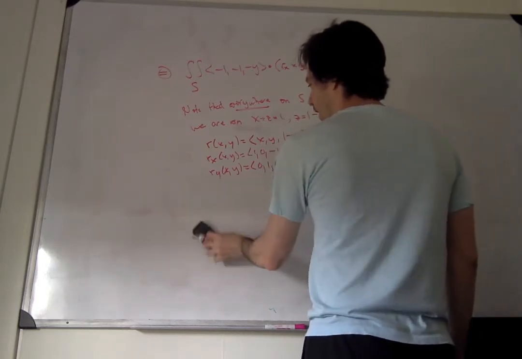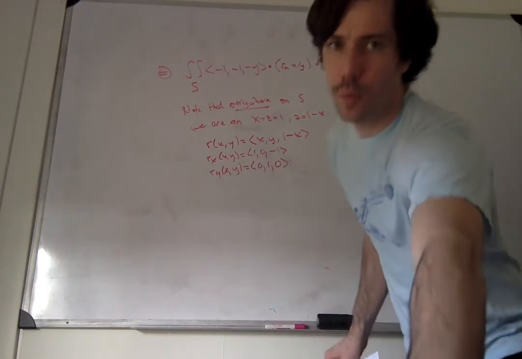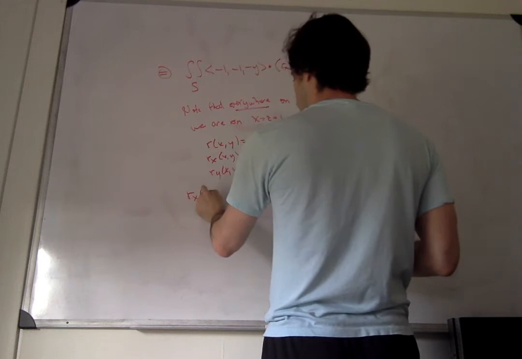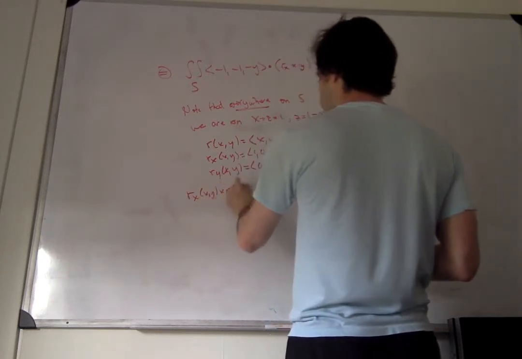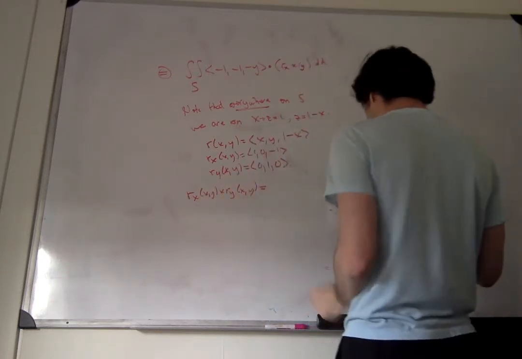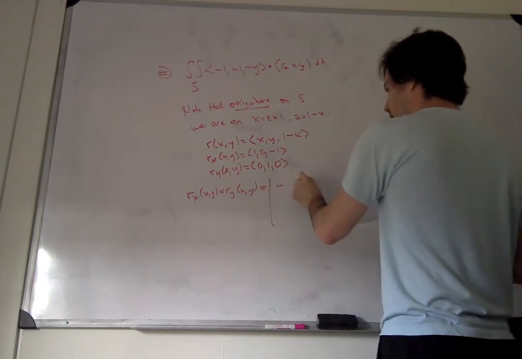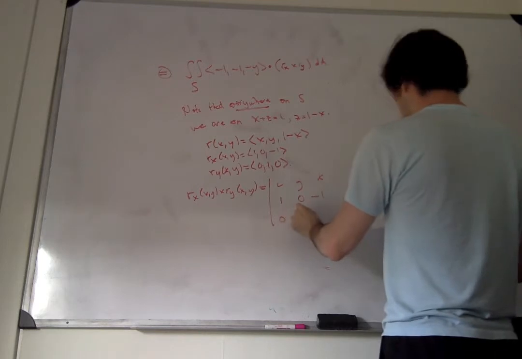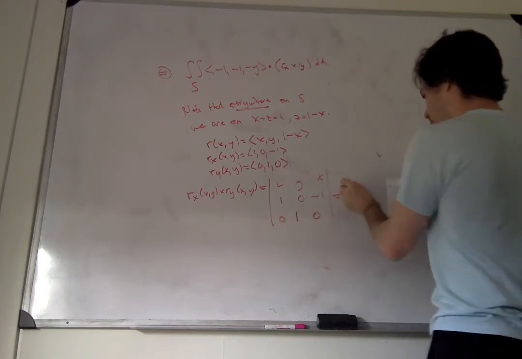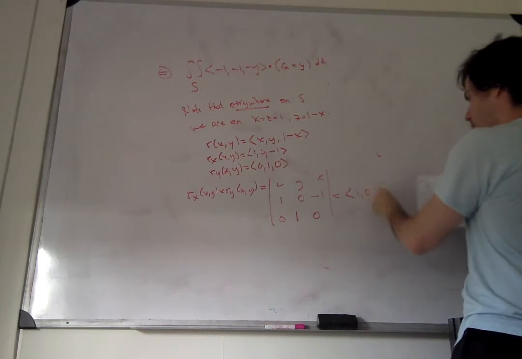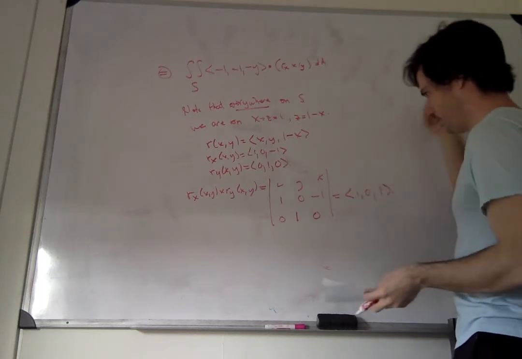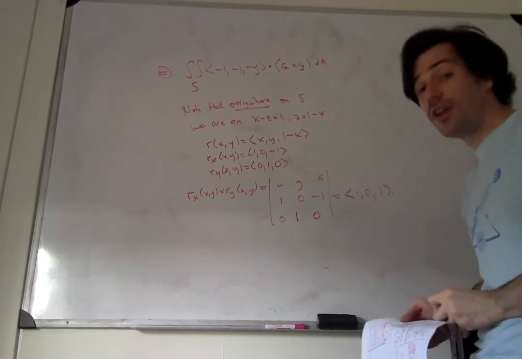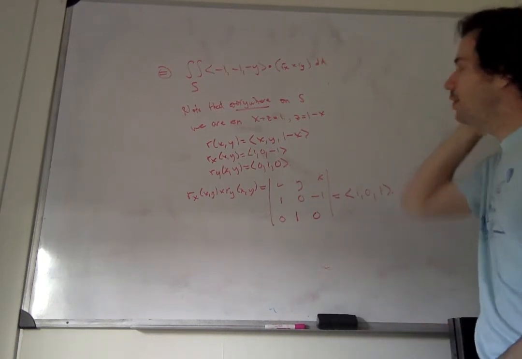Okay? And when you compute the cross product, it's very simple. So r_x(x,y) cross r_y(x,y) is going to equal the determinant of i, j, k, 1, 0, minus 1, 0, 1, 0. So this is just equal to 1, 0, 1. Okay, and it's really obvious, right?